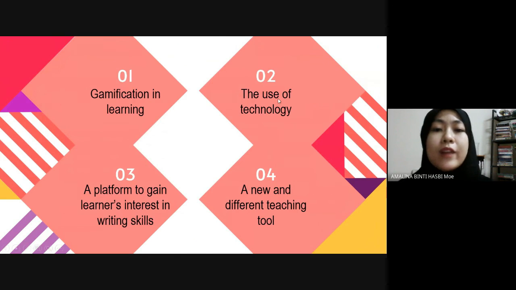Okay, so we have come to the conclusion here. To conclude, we can summarize that Scuno is a learning tool which can bring us into gamification in learning, the use of technology. Third one, it is a platform to gain learners' interest in writing skills. And last one is, it is a new and different teaching tool.